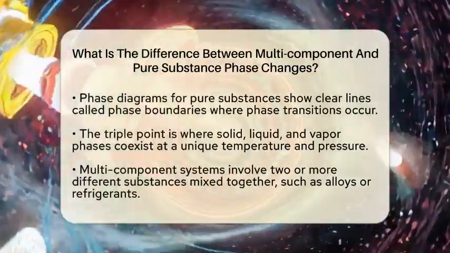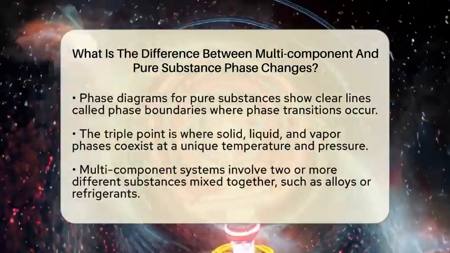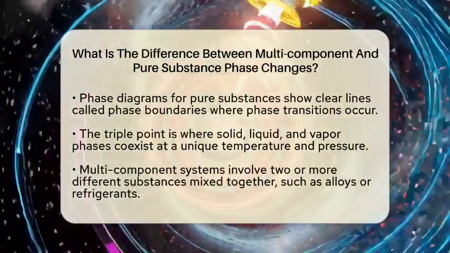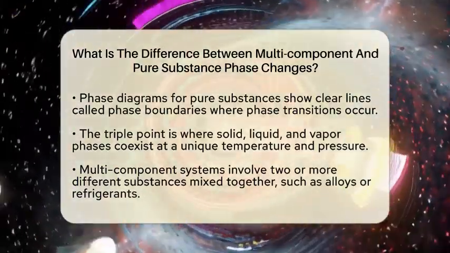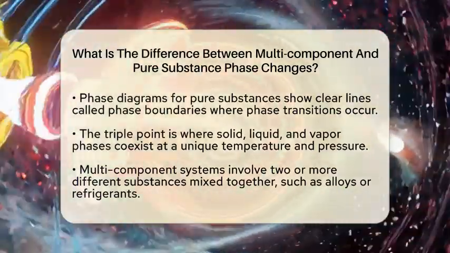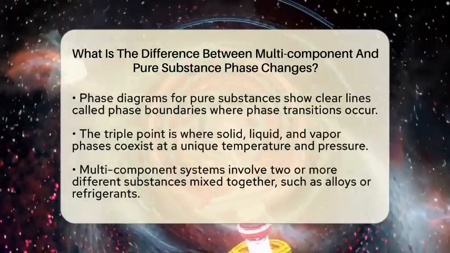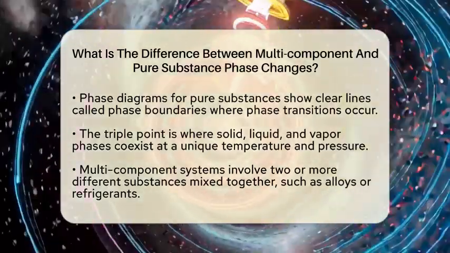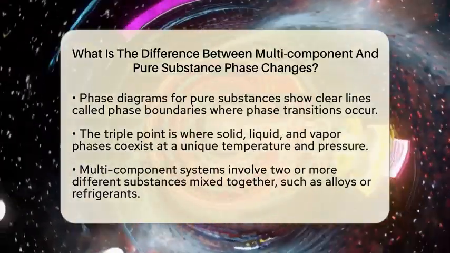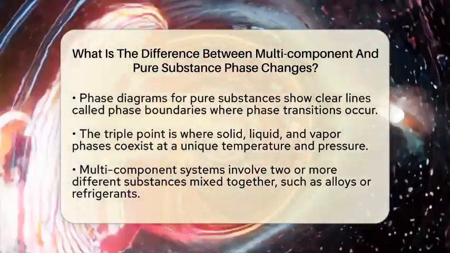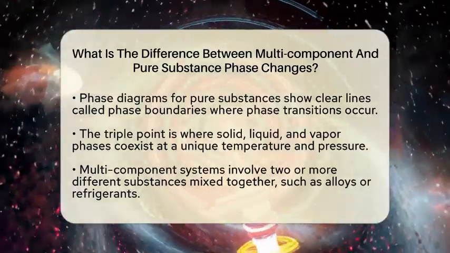The phase diagram for a pure substance shows clear lines where solid, liquid, and vapor phases meet. These lines are called phase boundaries. At the triple point, all three phases can coexist at a unique temperature and pressure. Because there's only one component involved, the transition from one phase to another is sharp and well-defined.